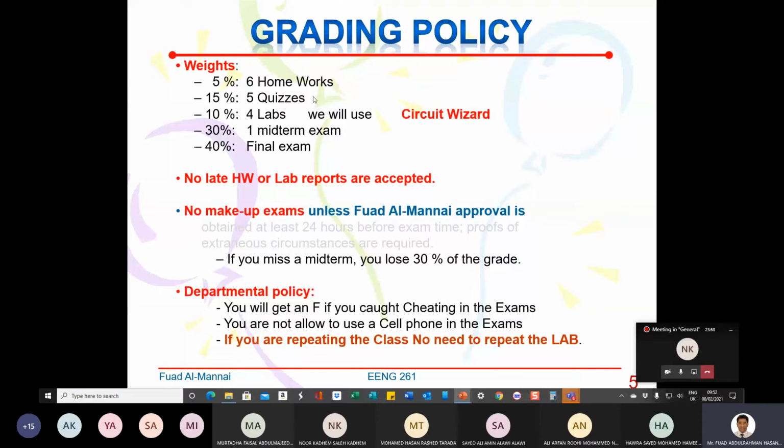As I said before, no late homework, lab, quiz, or exam is accepted. You're going to lose a lot of marks if you are late. Everybody understand that? No makeup exam. If you miss midterms, you will lose 30%. Department policy: you will get an F if you are caught cheating. If you are caught cheating in the exam, you will get an F.